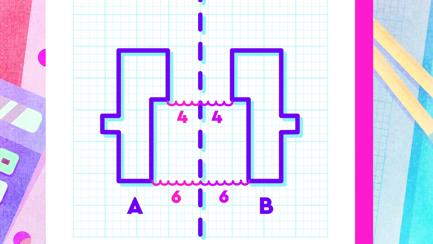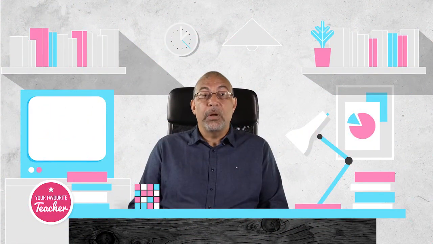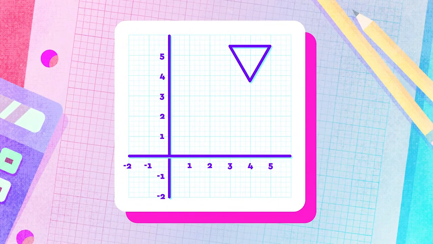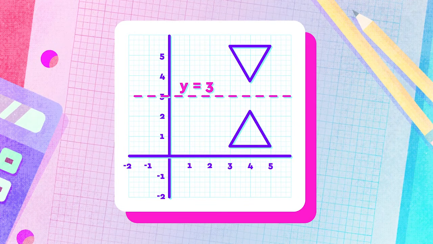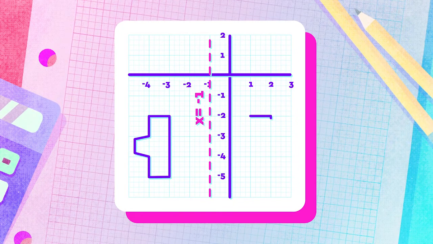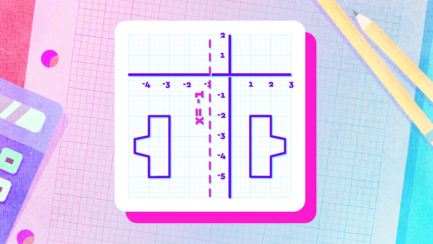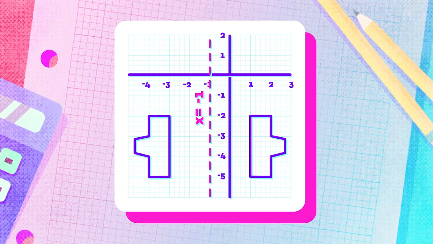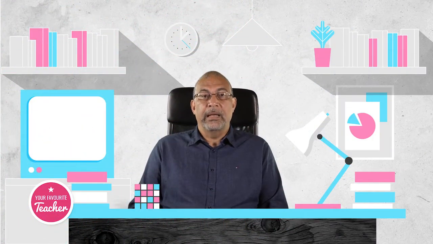There will also be questions that do not give you the mirror line on the grid, but tell you the equation of the line that the mirror line is on, such as y is equal to 3 or x is equal to minus 1. In these cases, you have to ensure that you place the mirror line in the correct place before reflecting any images. It's a very common mistake made by students to confuse the lines when given in this format.